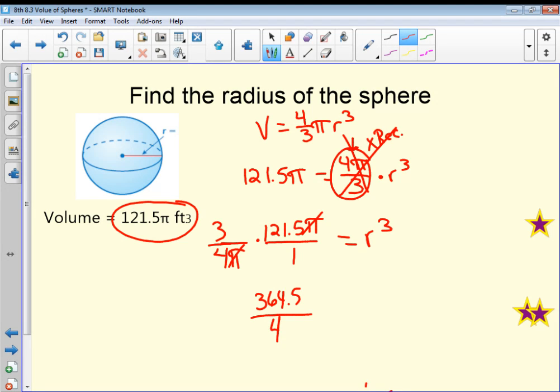So divided by 4 gives me 91.125 equals r cubed. Now I have to do my cubed root. So my calculator, I do 3 second, my cubed root button, and 91.125, which gives me 4.5. So I get 4.5 feet.